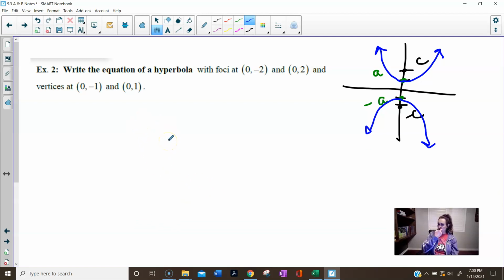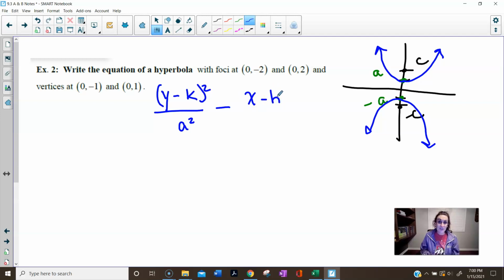The equation is going to have the y come first. So it would be y subtract k squared. Here's a good reminder: k's always go with y's. Over a squared. Subtract. And then you have x subtract h, h's always go with x's, squared, over b squared is equal to 1.